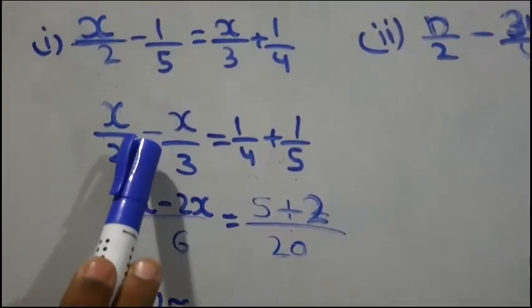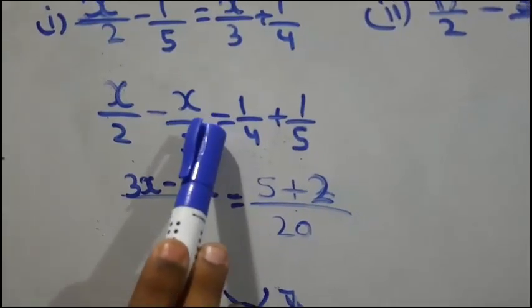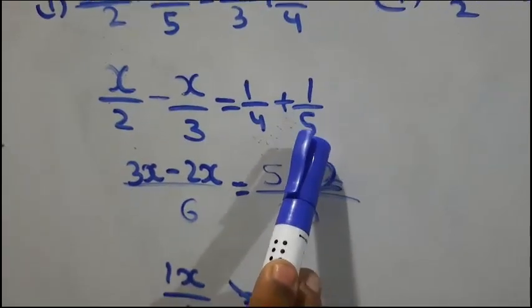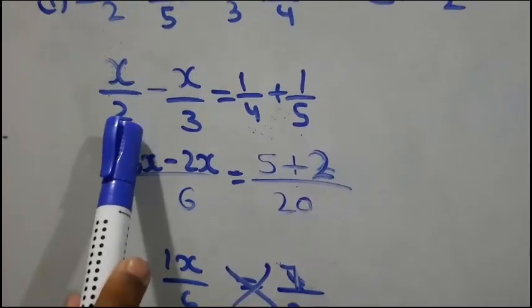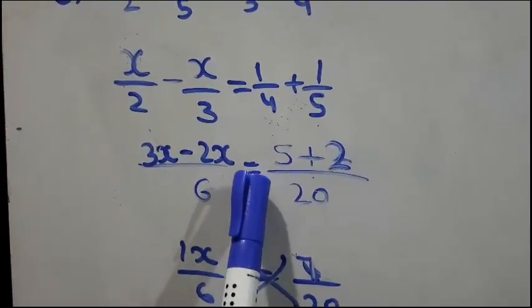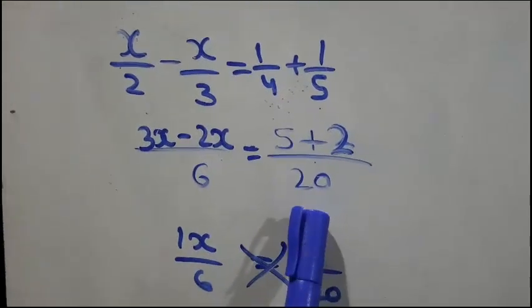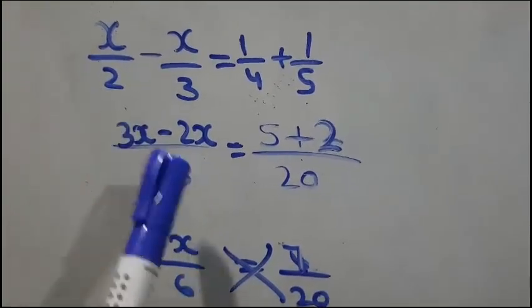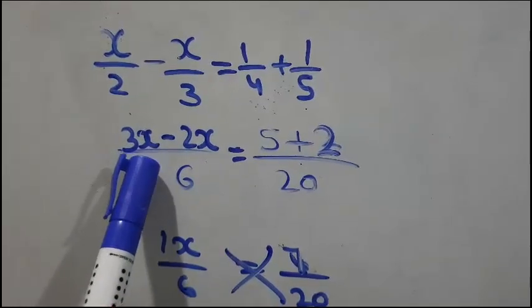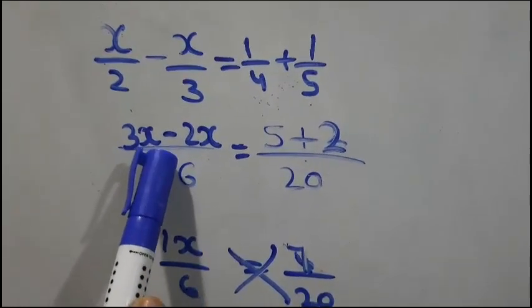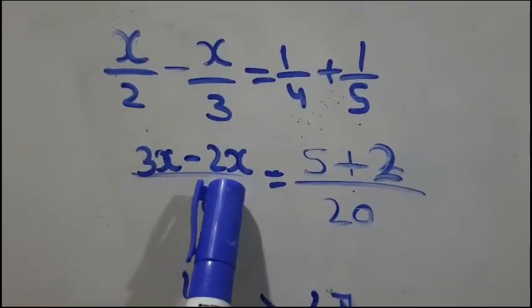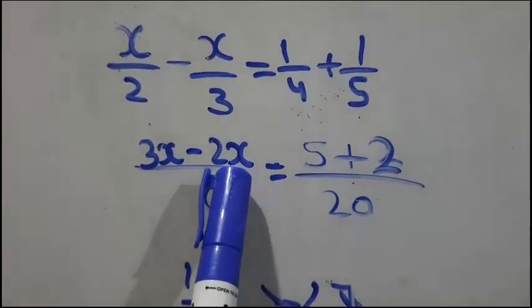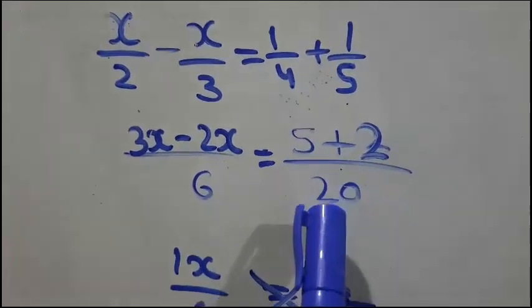x by 2 minus x by 3 equals 1 by 4 plus 1 by 5. We have to take the LCM of 2 and 3, and of 4 and 5. The LCM of 2 and 3 is 6, and the LCM of 4 and 5 is 20. In 6, how many times will 3 divide? That's 3 times, that's why I wrote 3x. Then in 20, how many times will 4 multiply? That's why 2. 3 2s are 6. 2x equals 5 plus 2 by 20.